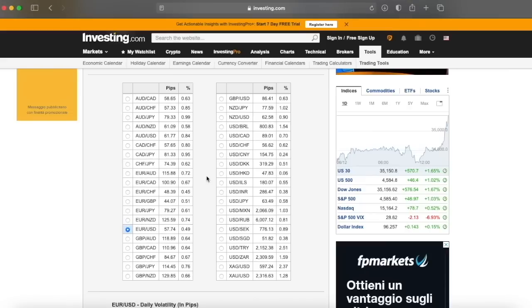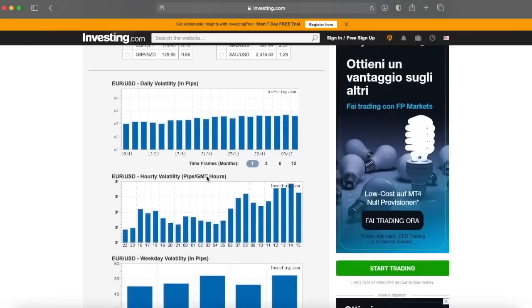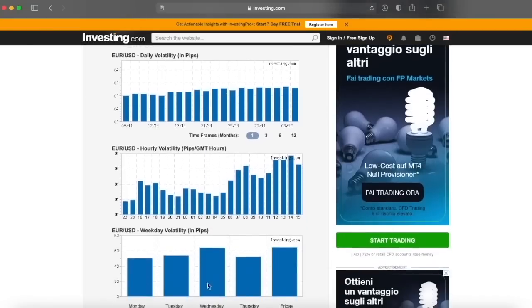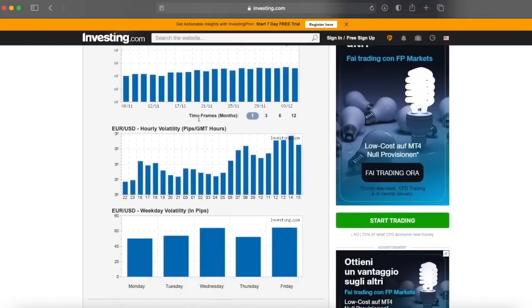The average daily range will help in the selection of currency pairs, by also being able to understand the days of the week, and the times of the day in which greater volatility may be encountered, to maximize your trading strategy.